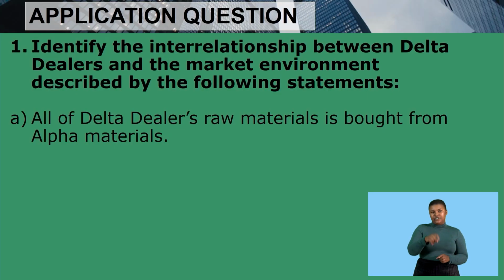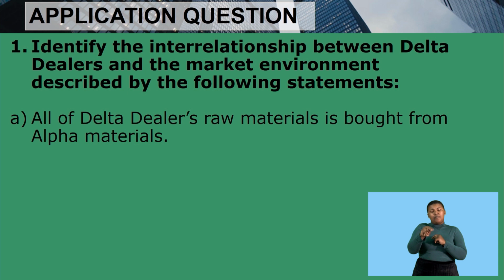Now remember, application questions always refer to questions that use statements or scenarios or case studies or pictures and provide questions you have to answer. Now our first question here: identify the interrelationship between Delta dealers and the market environment described by the following statements. So what are they asking? They're asking you to identify what the relationship is and with what component of the market environment.